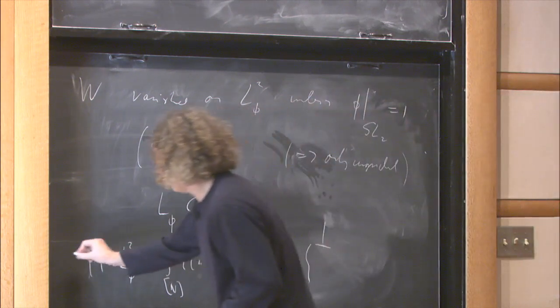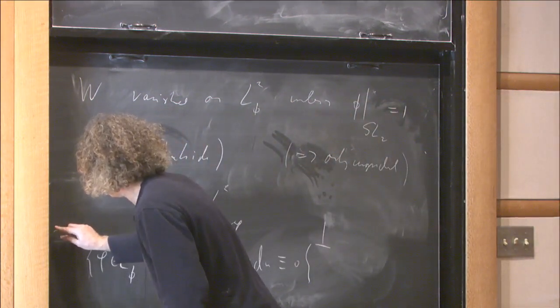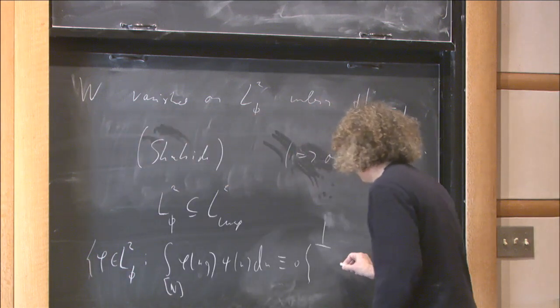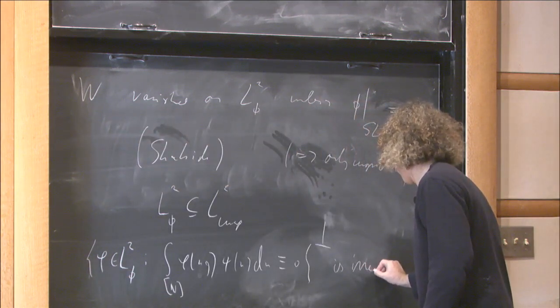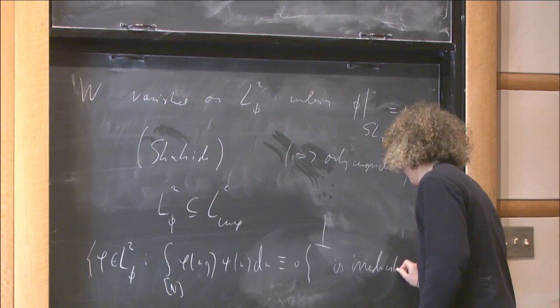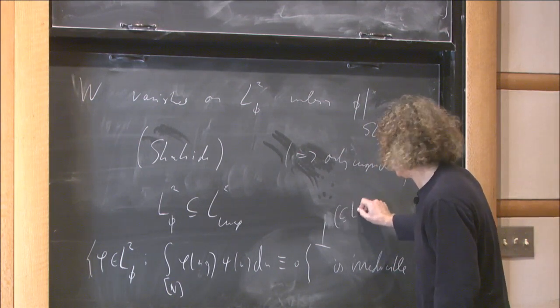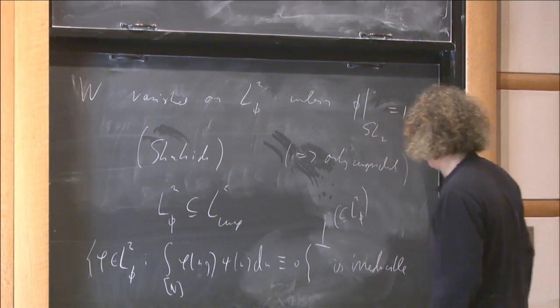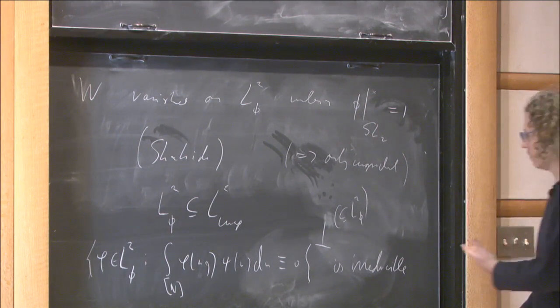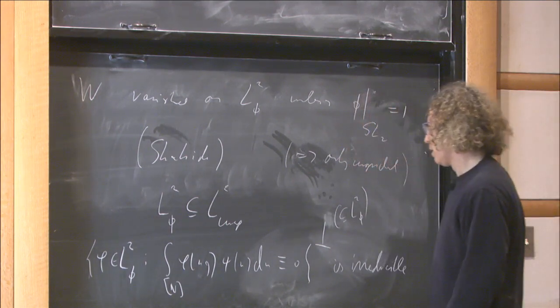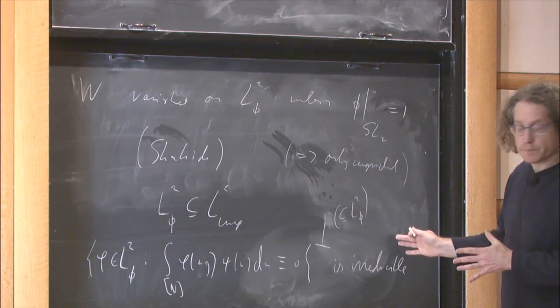So the claim, and that's part of the conjecture, if you like, is that this is irreducible. So this is the orthogonal complement in L2 phi, and this is irreducible. That's the claim. So this is part of the conjecture. In particular, non-zero.